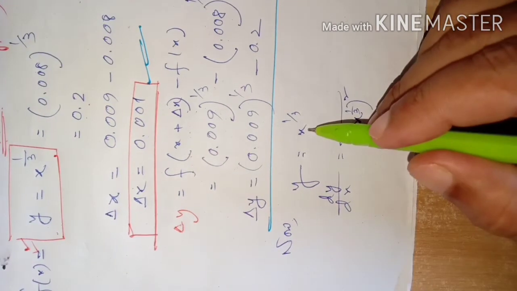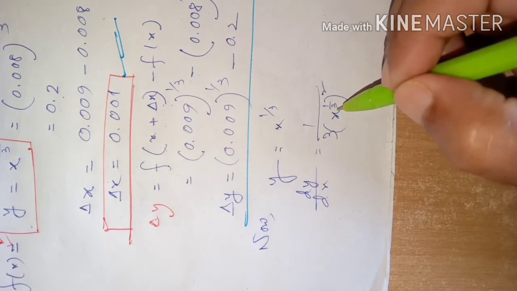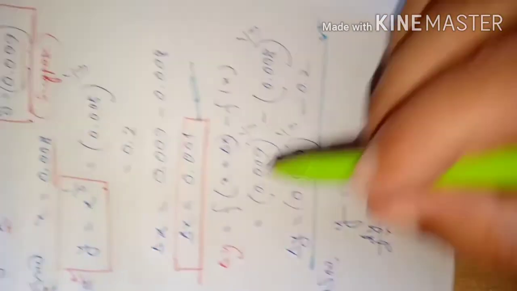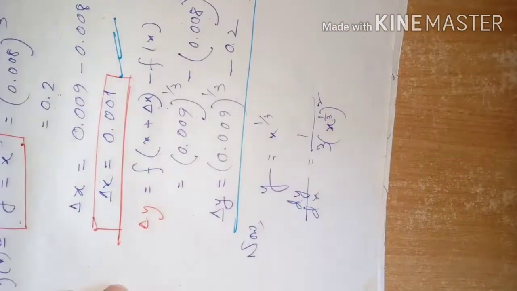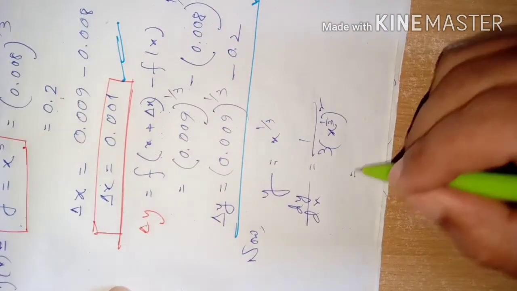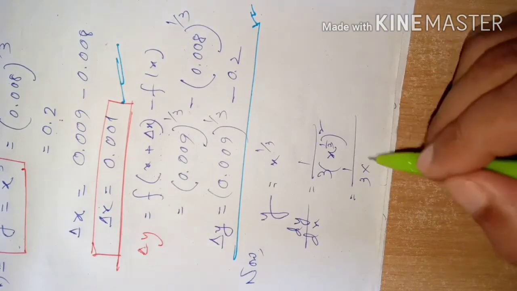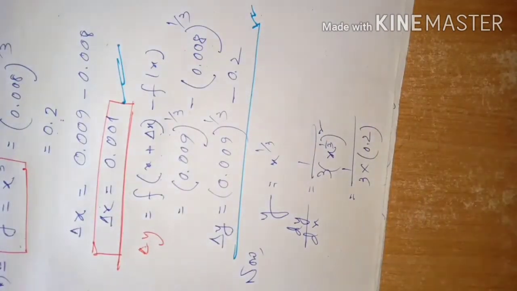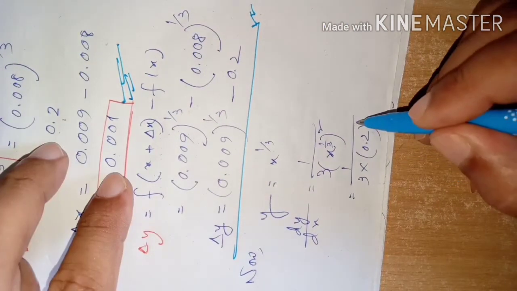You notice its derivative is 1 by 3 times x to the power of 2 by 3. 2 by 3 we are writing as x to the power of 1 by 3 whole square, because x to the power of 1 by 3, its value you know, is 0.2. We can easily put it here. Got the idea? So that's how we will find out. Now 1 by 3 into 0.2, because x to the power of 1 by 3 we have, that is whole square.